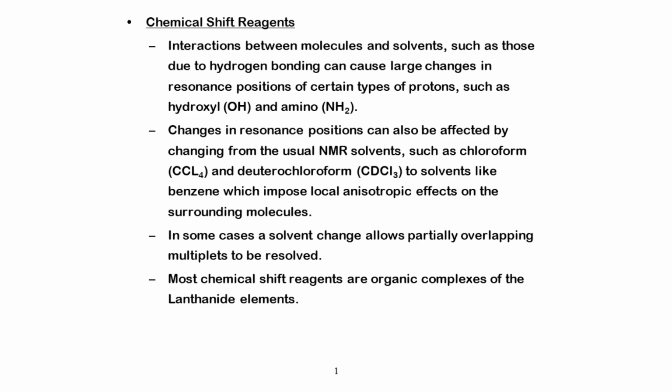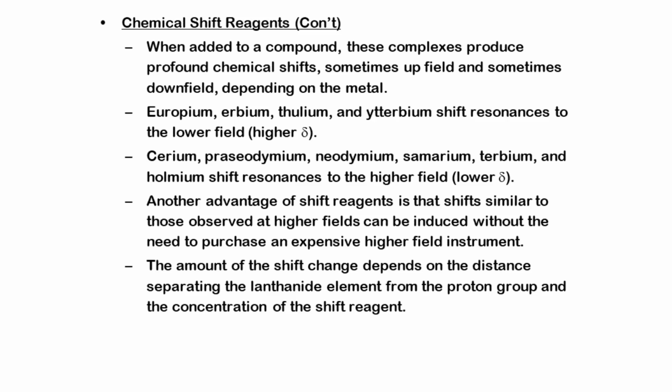These changes can also be influenced by switching from usual NMR solvents to those like chloroform or benzene, which have local anisotropic effects. In some cases, solvent change allows partially overlapping multiplets to be resolved. Most chemical shift reagents are organic complexes of lanthanide elements. These complexes, when added to a compound, can shift resonances upfield or downfield. Elements like europium, erbium, and thulium shift resonances to the lower field, while cerium and samarium shift them to the higher field.